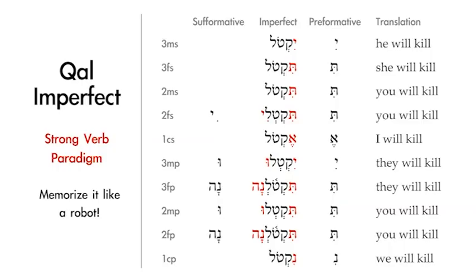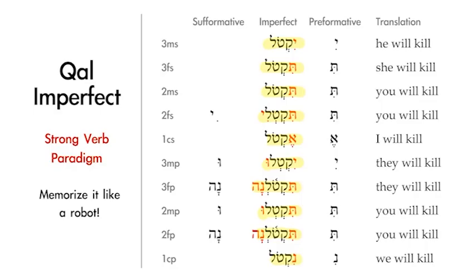Let's take a look at the paradigm together and work through it to pronounce it. We'll begin at the top with the third masculine singular: yiktol, tiktol, tiktol, tiktli, eqtol, yiktelu, tiktolna, tiktelu, tiktolna, niktol. Those are the 10 forms of the Qal imperfect strong verb.